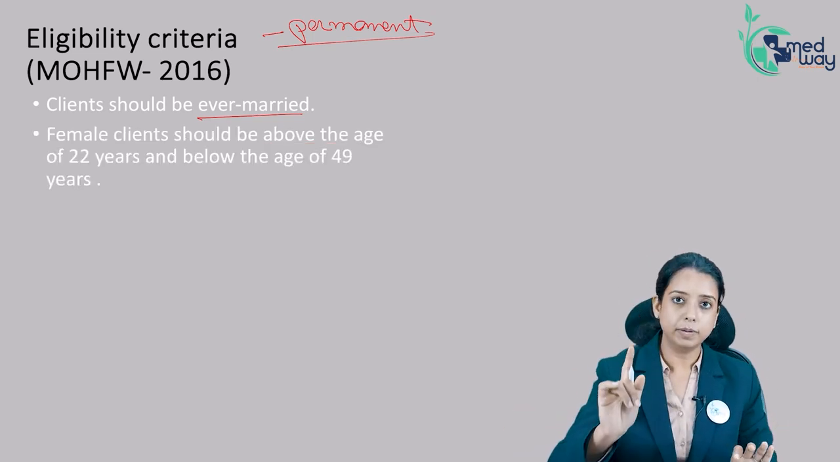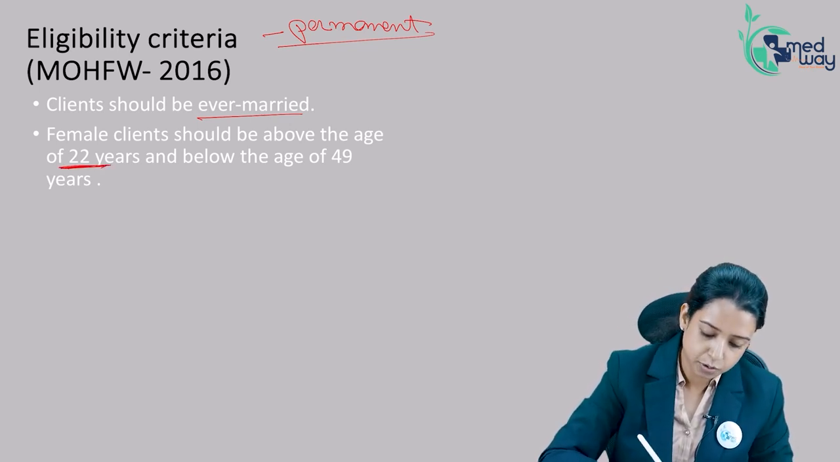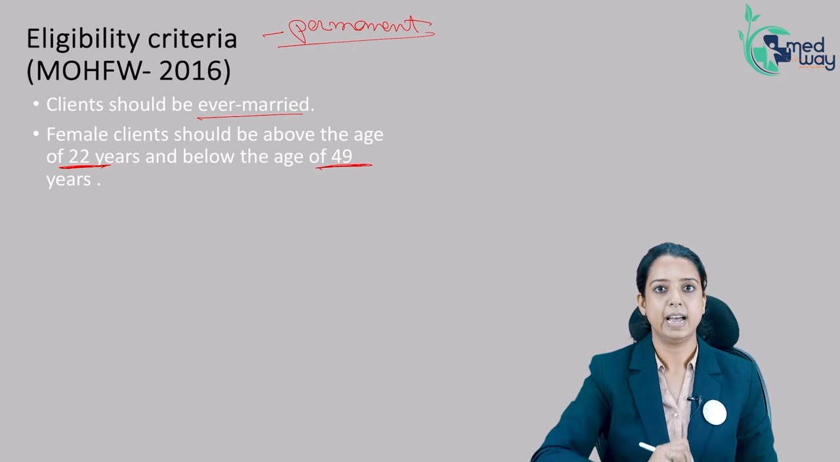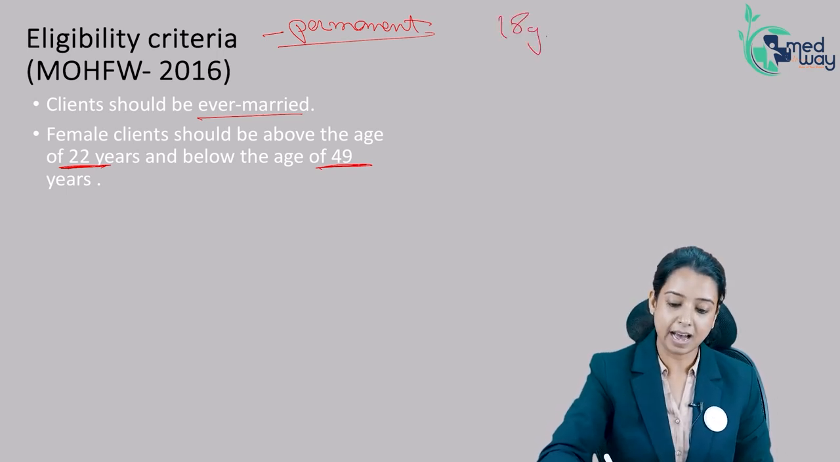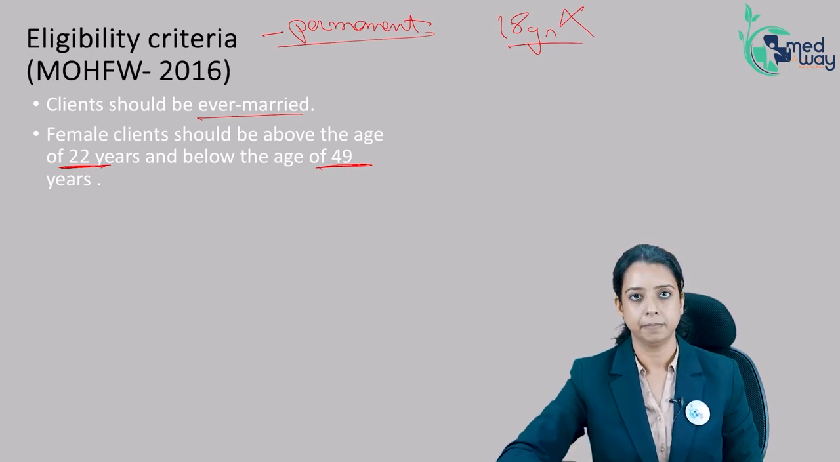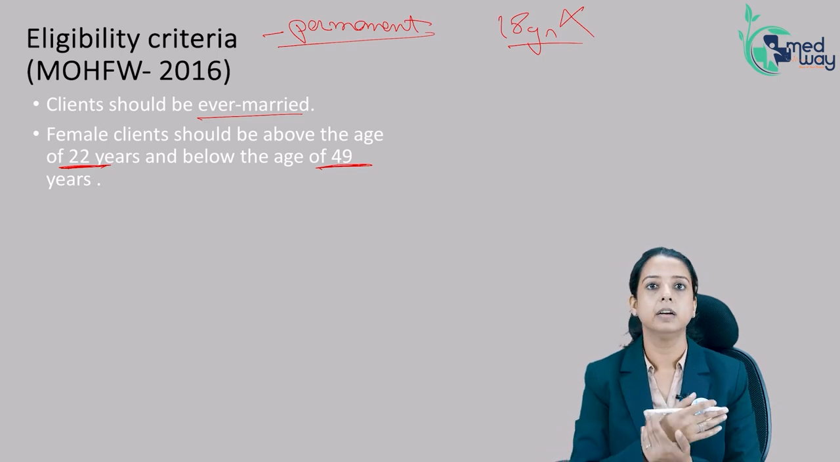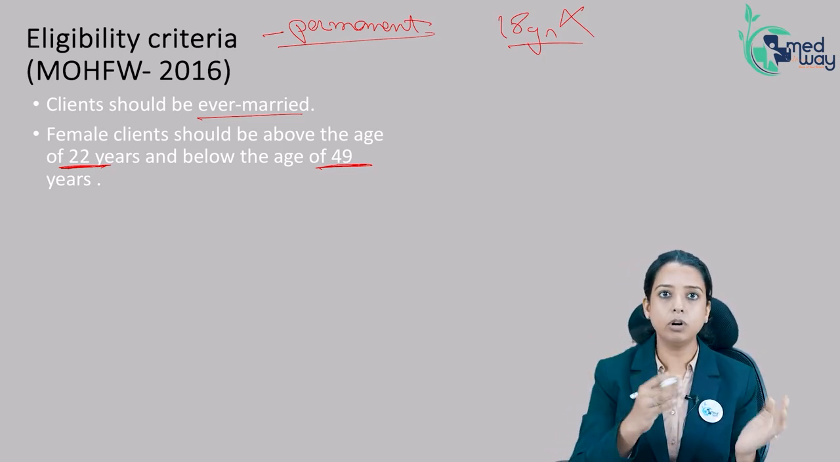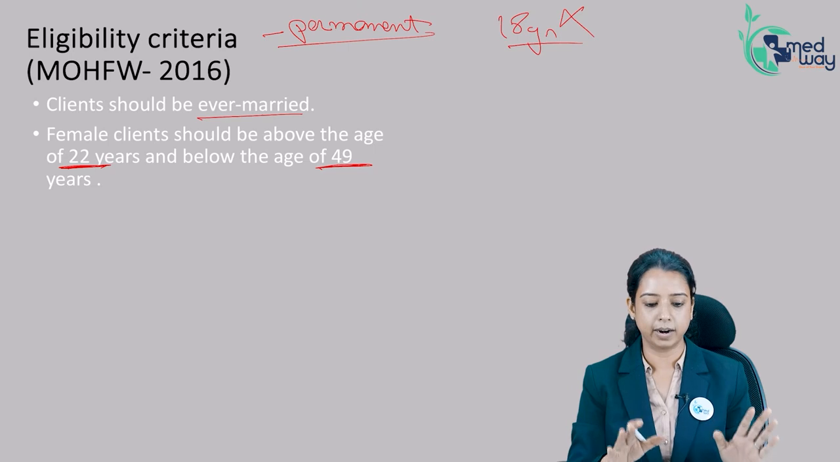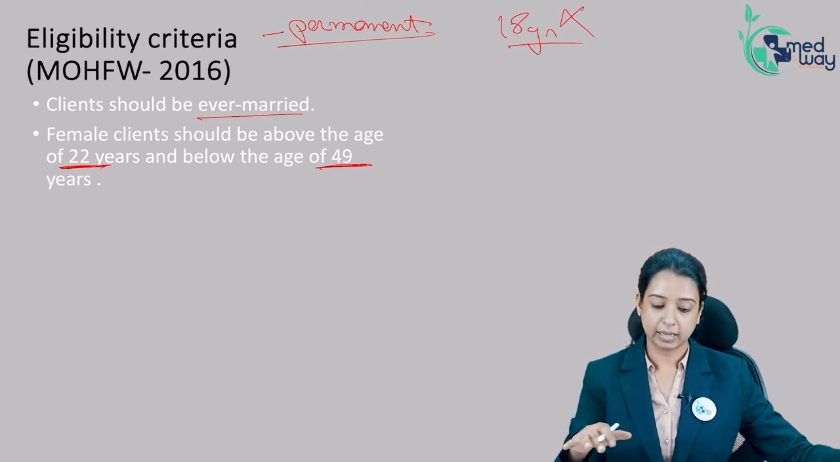Then what should be the age? It is to be done in a woman who is more than 22 and less than 49. If anybody of 18 years, married, comes to you for sterilization, no. She is very young. She has a lot in her lifetime. She might get remarried. Anything can happen. So before 22 years, you will not provide her sterilization. Right? Any other criteria? Yes.